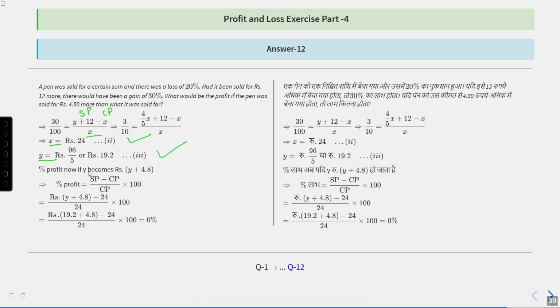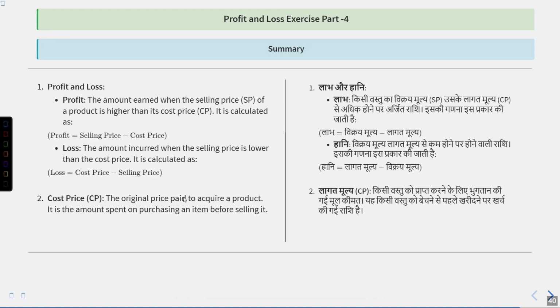What is the profit percent? Now, if Y becomes Y plus 4.8, this is our new SP. So profit percent will be SP minus CP upon CP multiplied by 100. So new SP is Y plus 4.8 minus 25 upon 25 multiplied by 100. When we calculate it, we get 0%. So there is no profit and no loss. Clear? Now summarizing today's lecture.